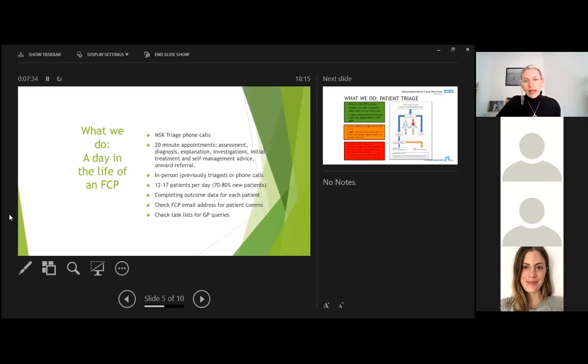We also check we have an email address for the service, so we're checking that every day to see if patients are contacting us or getting back in touch, because we're finding that email or some apps that are attached to the electronic patient records are quite helpful to send patient information, and sometimes they can reply as well. And we're also checking our task lists. So again, on the electronic patient record system, you can send messages to GPs, to other staff, and they'll send messages back to you. So that might be, Hannah, you ordered a blood test, it's come back in, can you deal with this? Or something like that. So you're checking those every day. So that's what a day in the life of an FCP looks like.